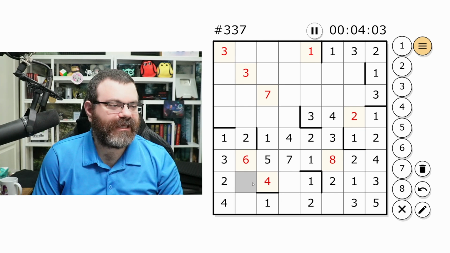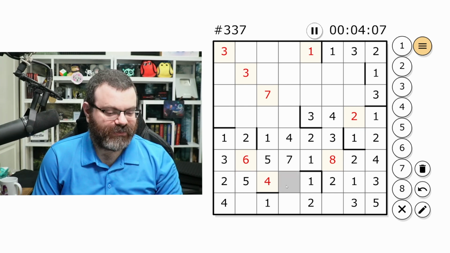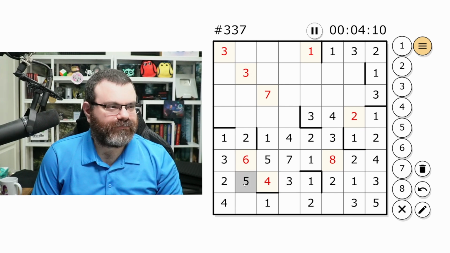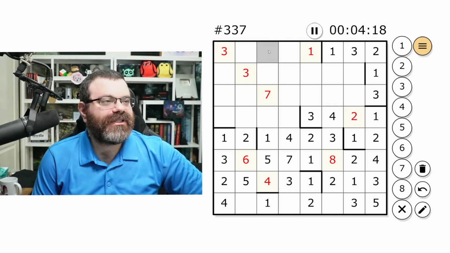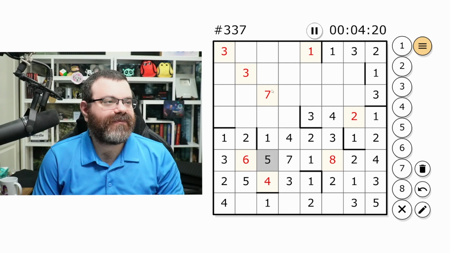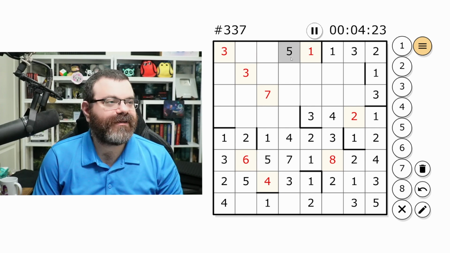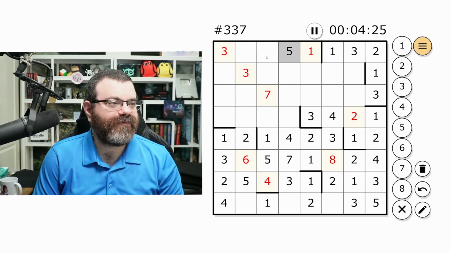Here we need a 3 and a 5. This 3 tells us that's 5 and that's 3. I don't know, did that help anything? Yes, this row needs a 5. This 5 looks up, this 5 looks up. That places the 5 here. Now we're left with 2 and 4. This 2 tells us that's 4, that's 2.